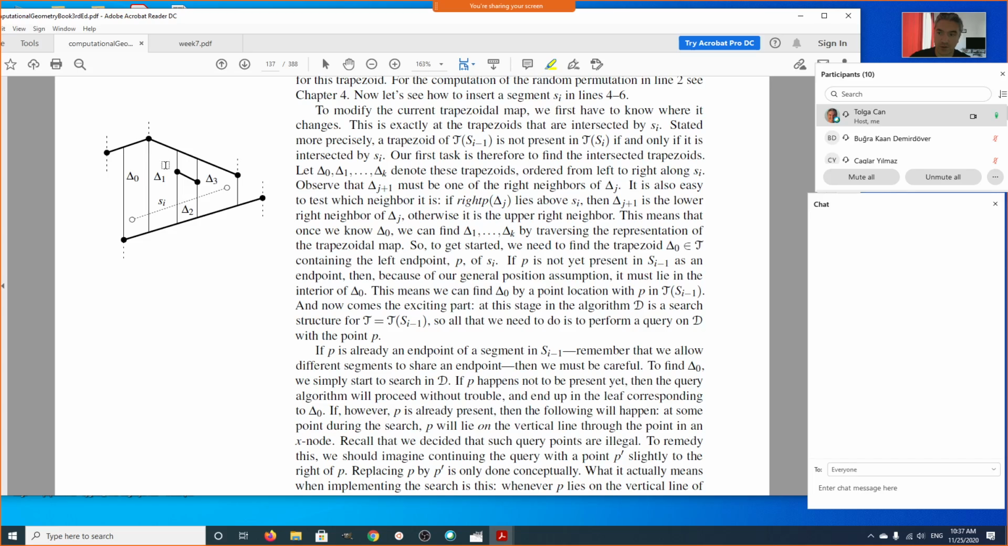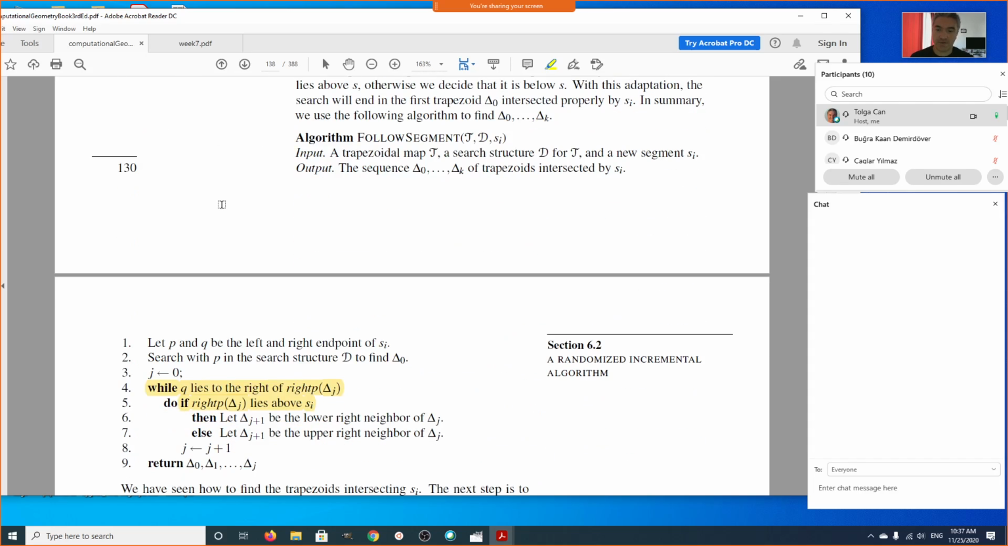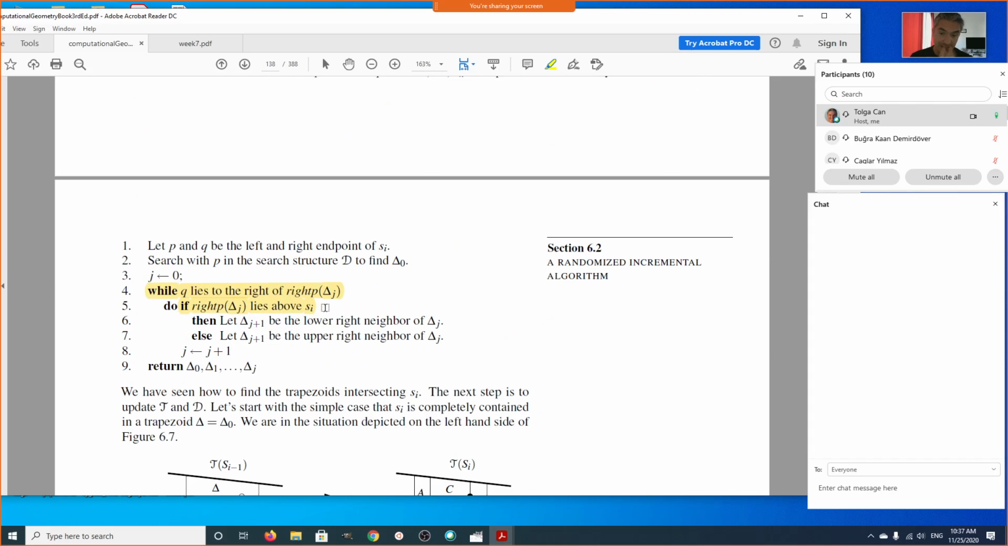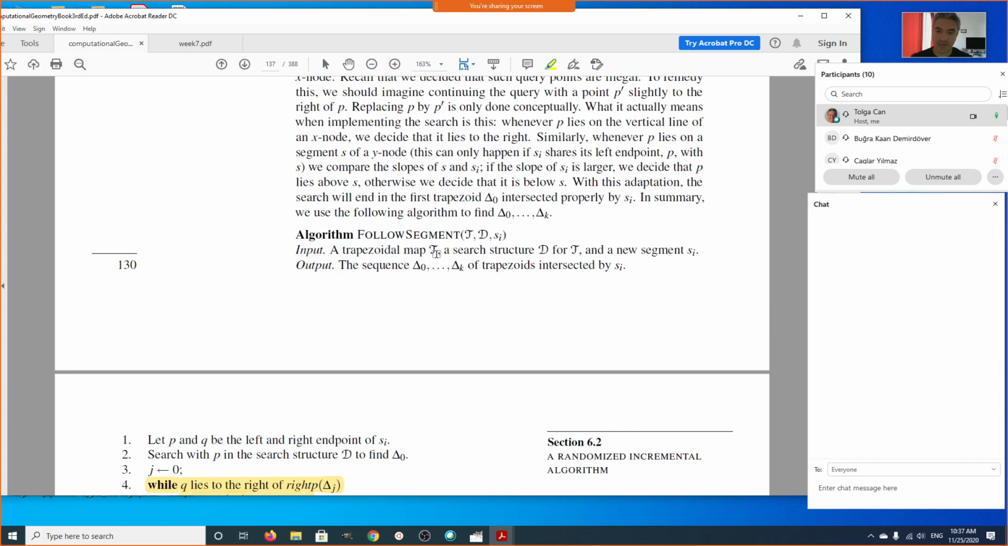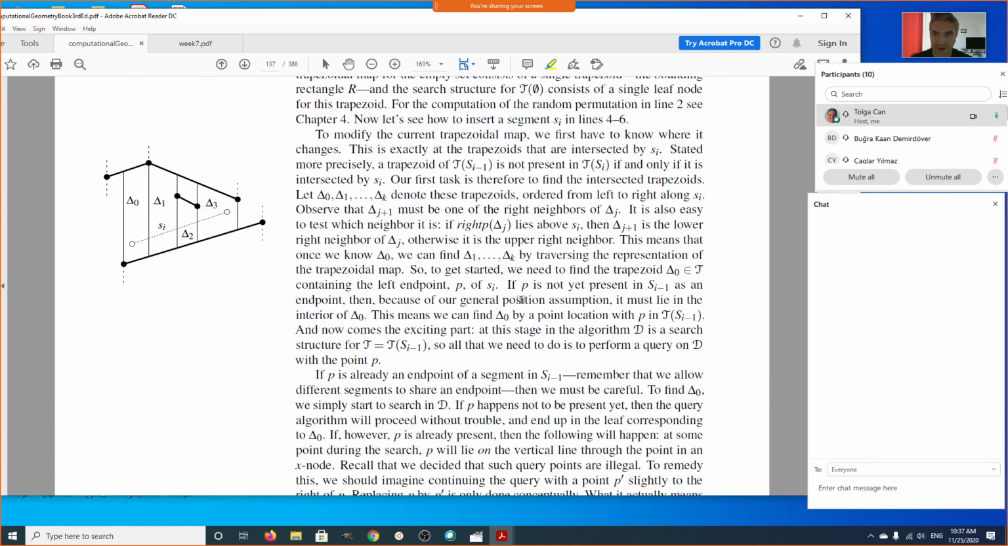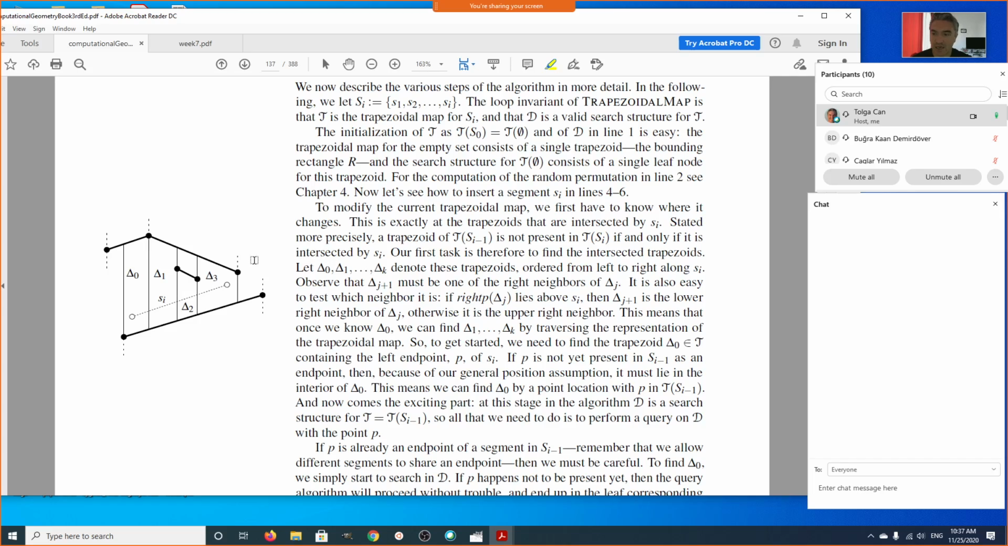It's possible to follow because delta 1, a trapezoid, may have potentially 2 neighboring trapezoids. So to uniquely follow these trapezoids from left to right, we check its right point against the segment that we're inserting. Based on that, we are either going to continue with the lower or upper right neighbor, and that's it. This while loop is going to continue all the way until we reach the end point. With that, we will be identifying the set of trapezoids that are intersected by SI. And the rest is just modifying the search structure.